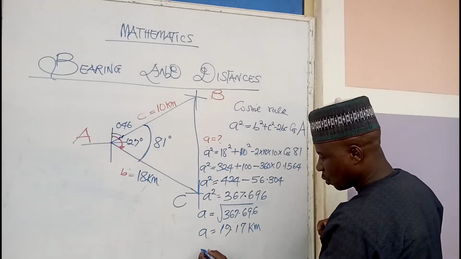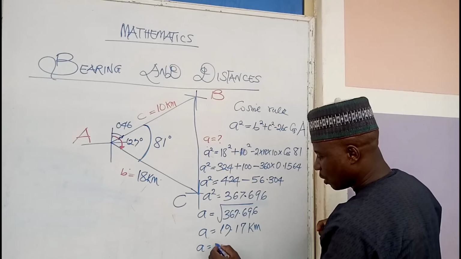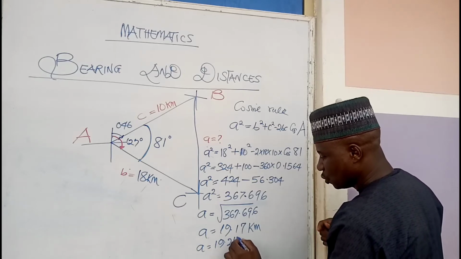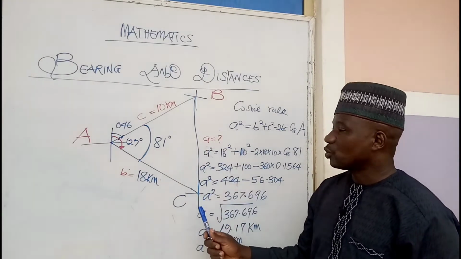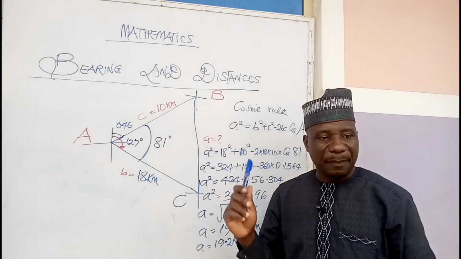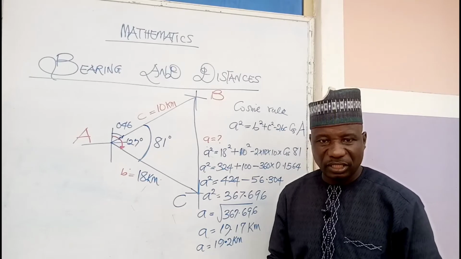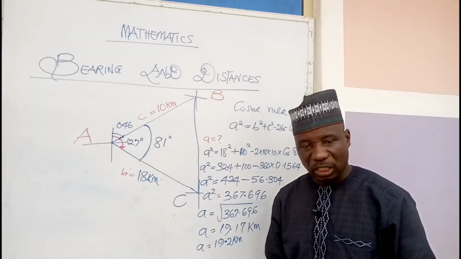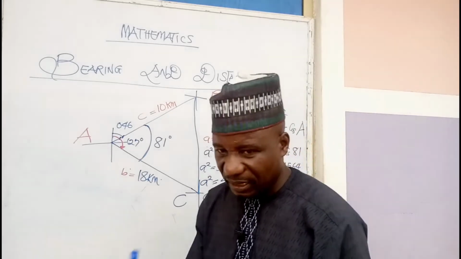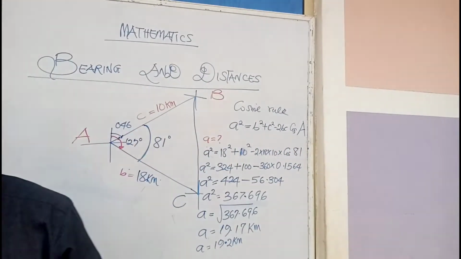And this one, I can say A is what? 19.2 kilometers. Class, it means the distance between the two ships apart after 2 hours gives you what? That is 19.2 kilometers. I want to believe it's clear. You understand the concept?